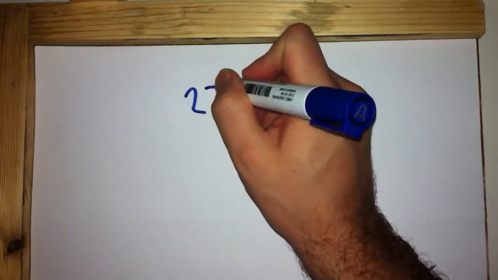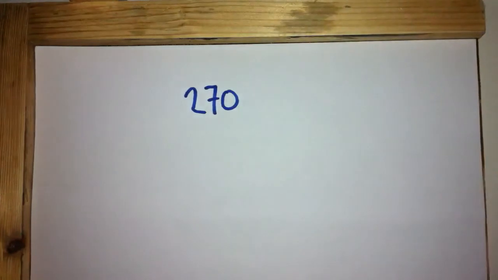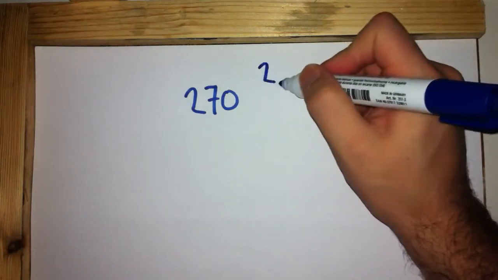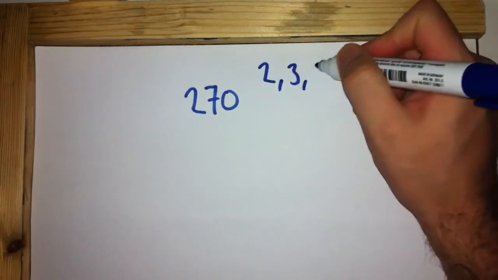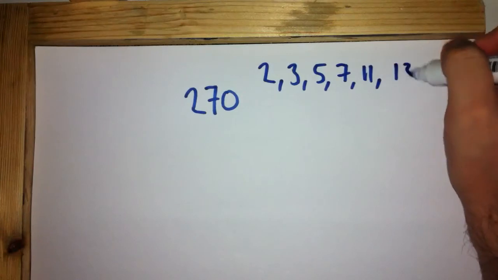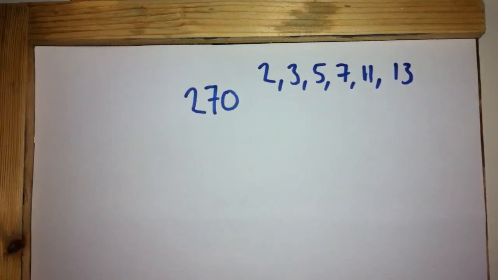So, express 270 as the product of its primes. Now, what I do is a form of short division, but I do it sort of upside down. So the first thing I do, I'm going to write my primes on a list at the top. So 2, 3, 5, 7, 11, and I'll stop at 13 because it's only 11 plus.